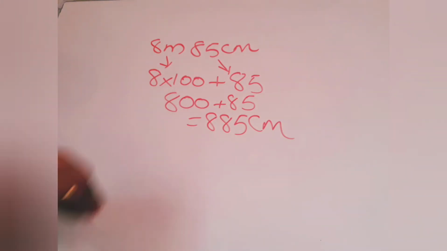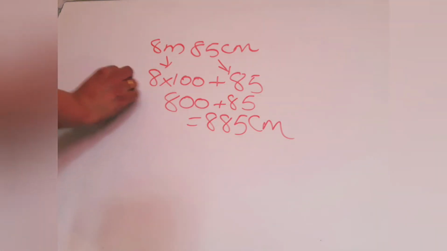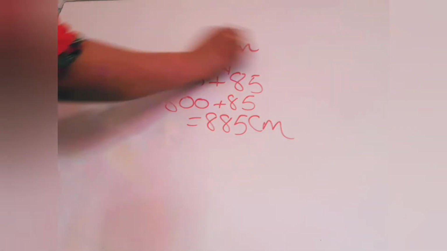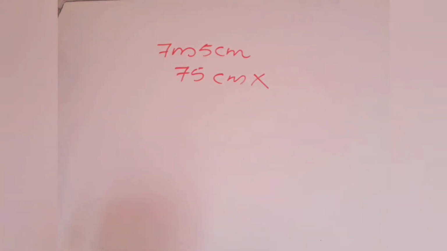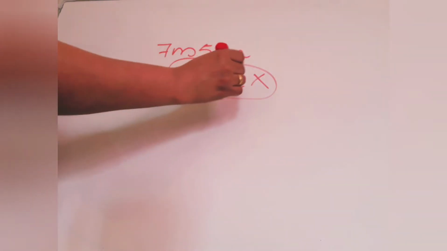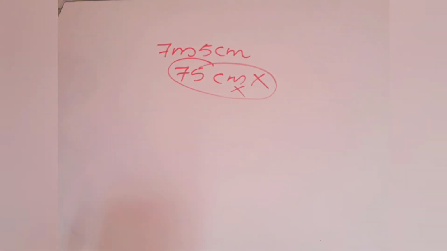But there is a chance of making a mistake. Which question? See, I will give one more example. Suppose you get 7 meter 5 centimeter convert into centimeter. Some children will think it is 75 centimeter. It is totally wrong. Some children will join this 7 meter and 5 centimeter and write 75. This is totally wrong. So how to do this?